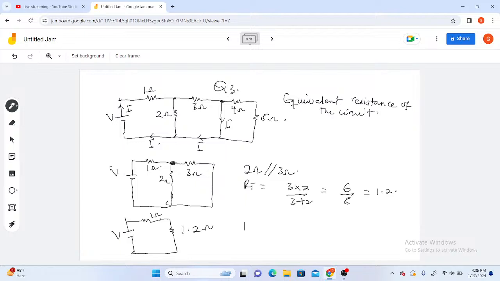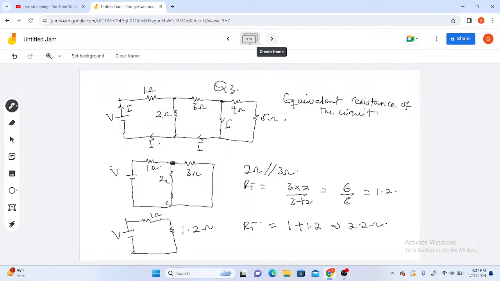So therefore, at this point you have only 1 ohm and 1.2 ohm resistors away from the source, hence there is no node and the same current will flow through them, so they are in series, and our total resistance or the equivalent resistance becomes 1 plus 1.2, and that is giving us 2.2 ohm. And this is simply how to simplify such circuits.